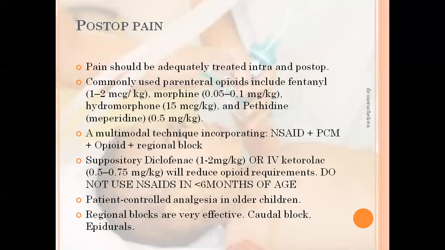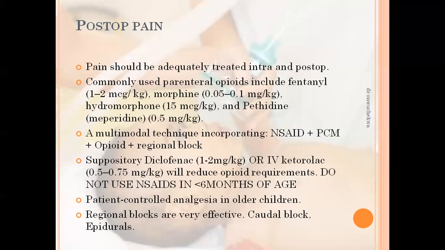So post-op pain should be adequately treated intra and post-op. Commonly used parenteral opioids include fentanyl, morphine at 0.05 to 0.1 milligram per kg, also hydromorphone and pethidine. A multimodal technique also incorporating NSAIDs, acetaminophen, opioids, and regional block is also recommended. For suppository diclofenac, we have 1 to 2 milligram per kg, or ketorolac at 0.5 to 0.7 milligram per kg. Do not use opioids in children less than 6 months of age. This is due to the poorly developed renal system.